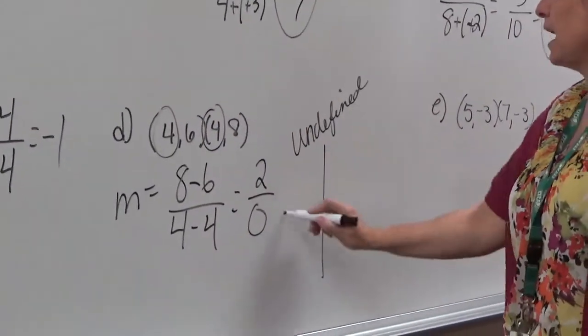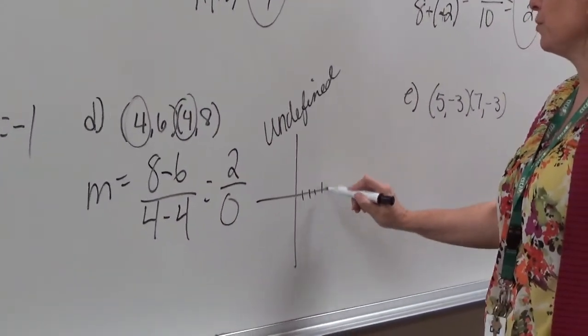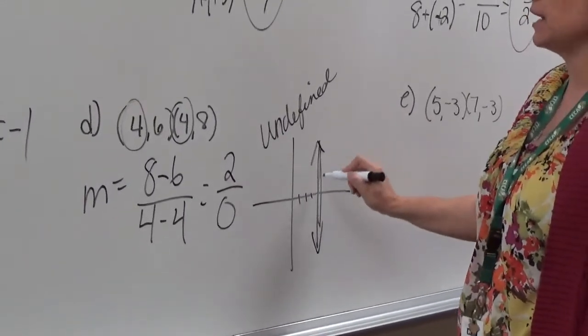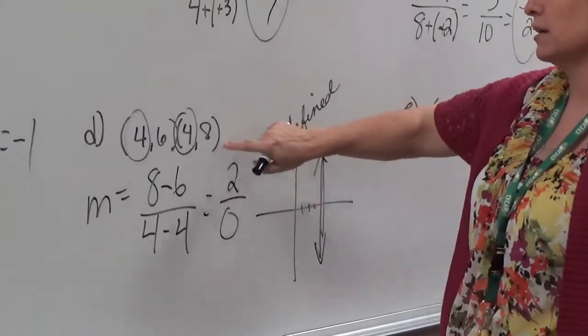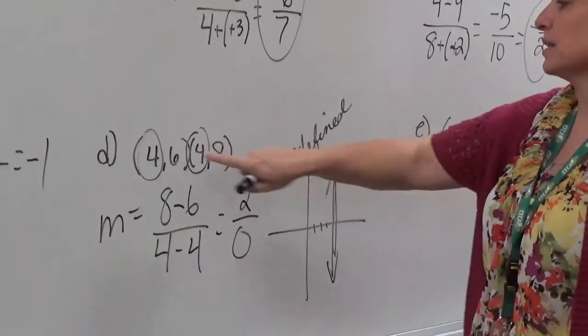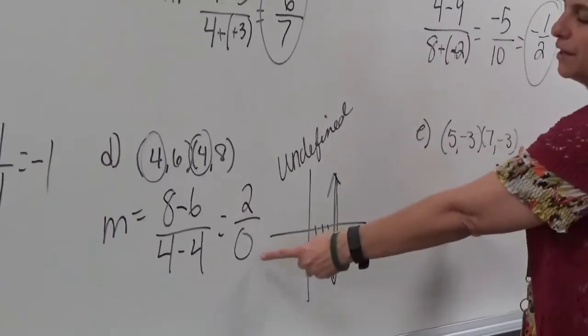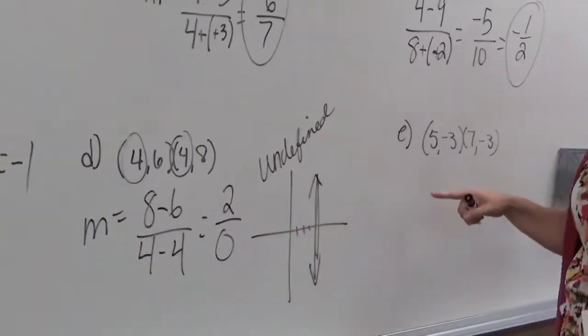So it's going to be at x equals 4, 1, 2, 3, 4. You're going to have a vertical line right there. That's what the line looks like that passes through those 2 points. Okay, it's an undefined slope. You can never have 0 in the denominator.